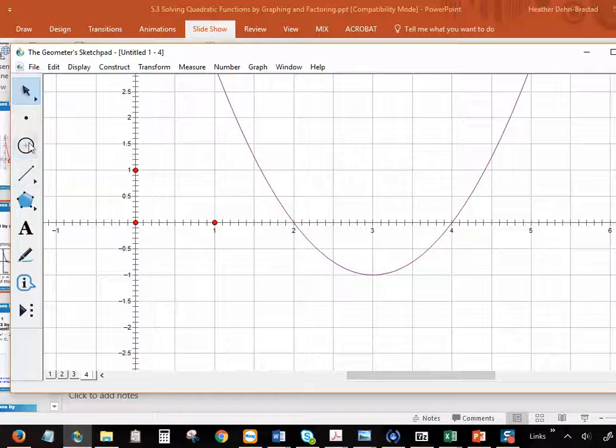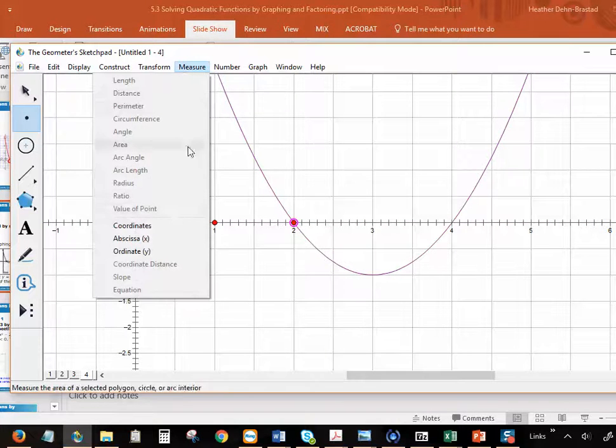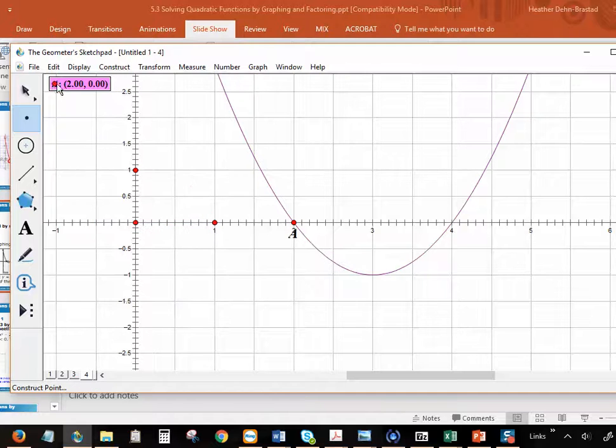You can also put a point at the intersection. Now if I want to put a point on my parabola, on my quadratic, see how it turned red when I did that? If I wanted to put it on the x-axis, that will turn red when I get right there. If I want to put it where they're intersecting, make sure both of them turn red. See how they both turned red? And then I can go to measure coordinates. And that's the coordinate right there, which is what I thought it was.